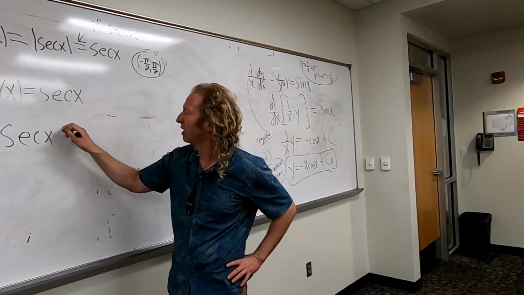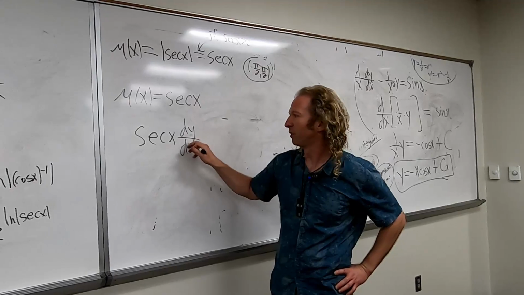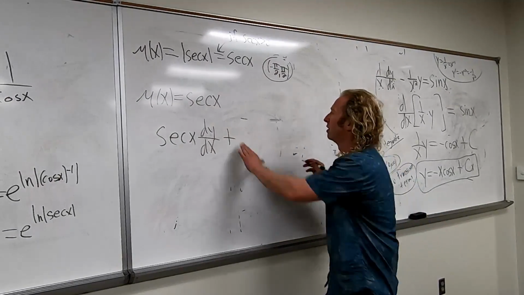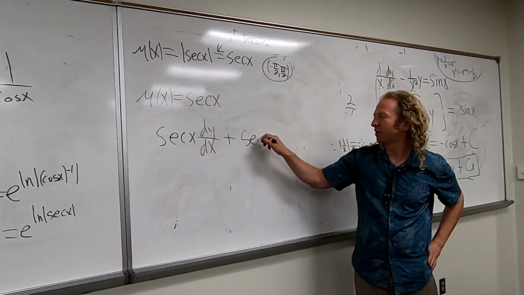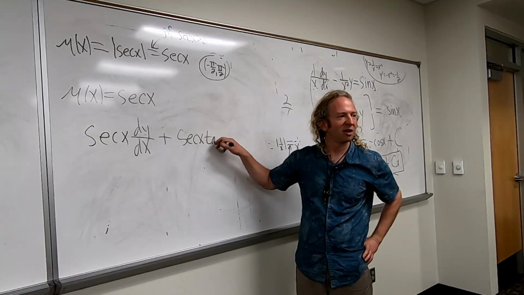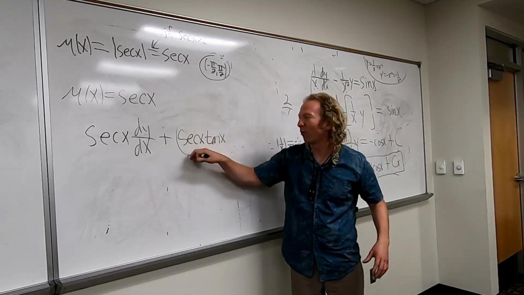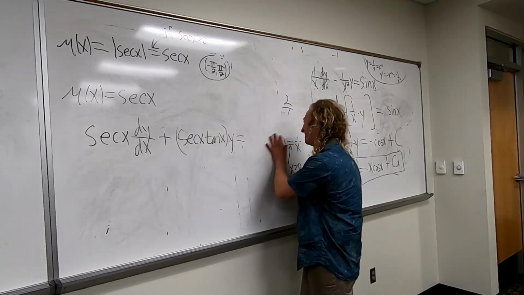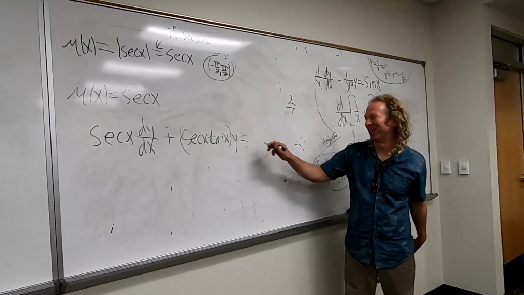So secant x dy dx plus secant x tan x y equals secant squared.